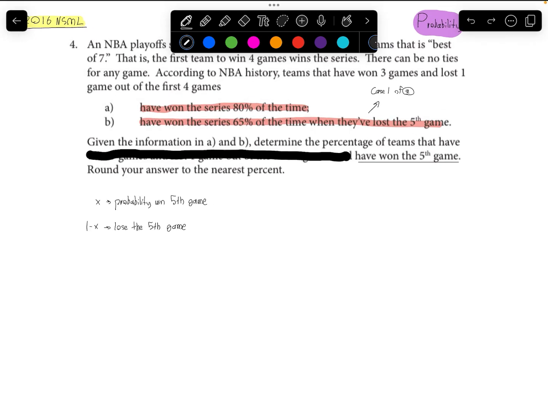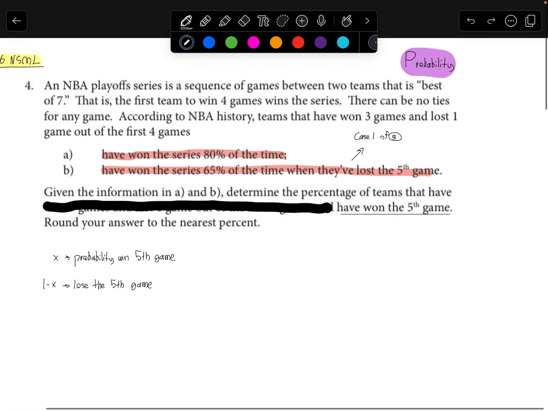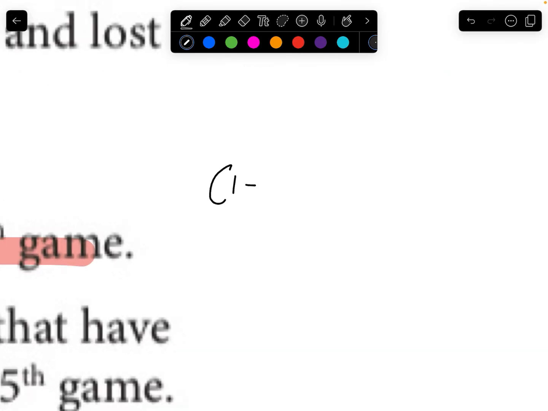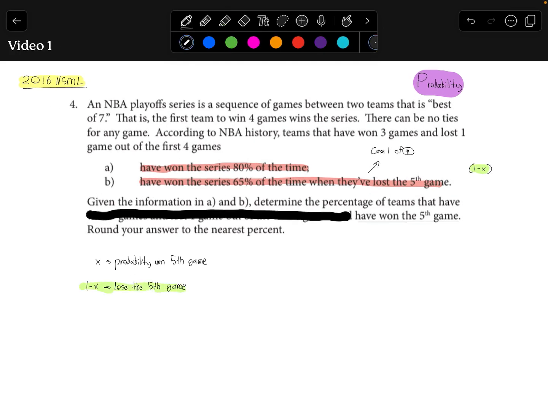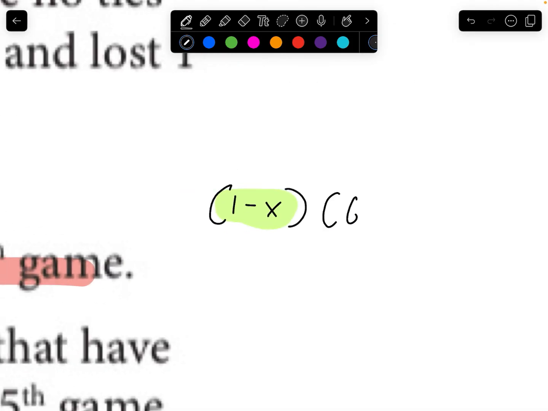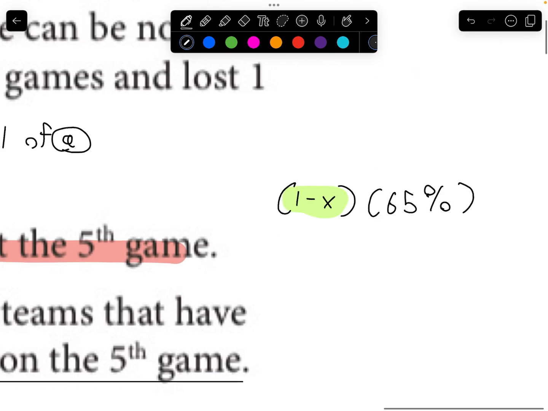So now that we kind of know that, how can we write this case here as an algebraic statement? Well, it says they win the series 65% after they lose the 5th game. We know what the percentage of losing the 5th game is, right? It's 1 minus X. We already found that out. And when they lose, then they end up winning 65% of the time. So you can just multiply those two. Right. Now, that's case 1.